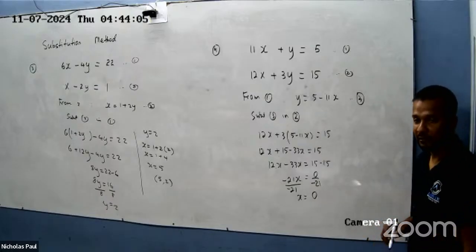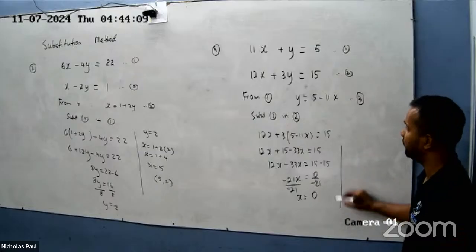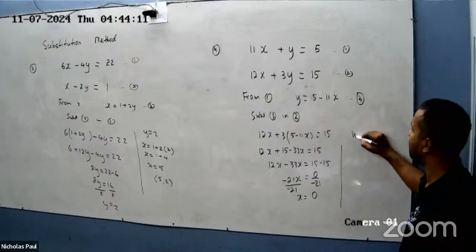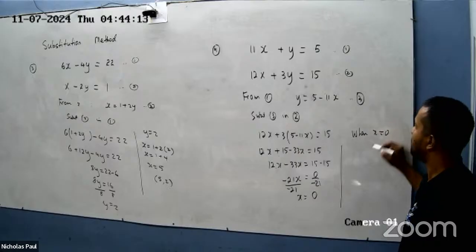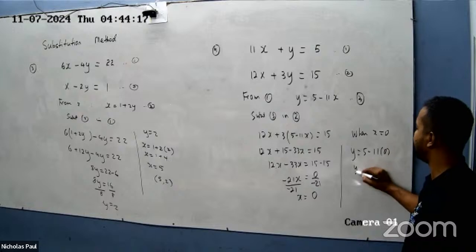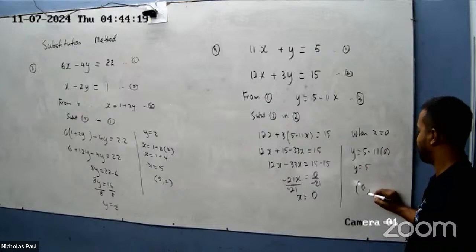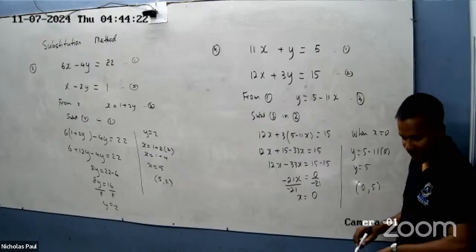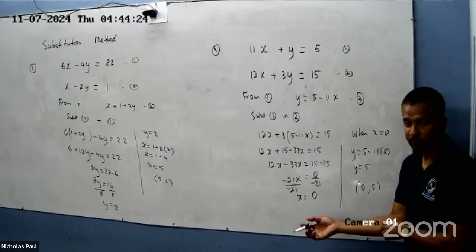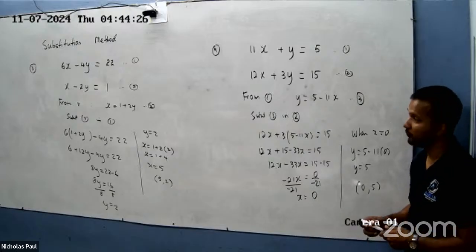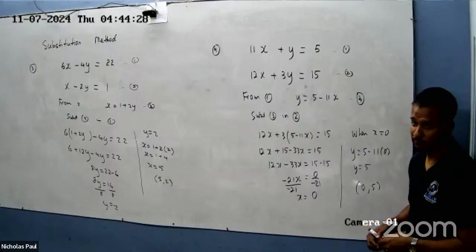X is 0 and we're done. When you get x is 0, solve for y. Y is 5 minus 11 by 0. Y is 5. So the answer is (0, 5). All right? You okay with that? All right.